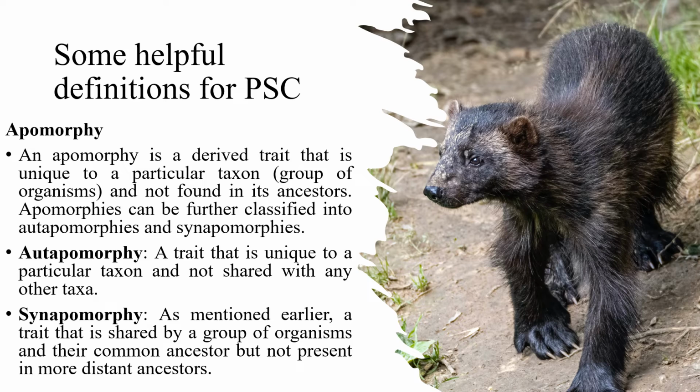And what does apomorphy mean? An apomorphy is a derived trait that is unique to a particular taxon or a group of organisms and not found in its ancestor. So it's really important: it is only present in specific taxa and not in the ancestor. Apomorphies can be further classified into autapomorphies and synapomorphies. An autapomorphy is a trait that is unique to a particular taxon and not shared with any other taxa. A synapomorphy, as mentioned earlier, is a trait that is shared by a group of organisms and their most recent common ancestor, but not present in the more distant ancestors.